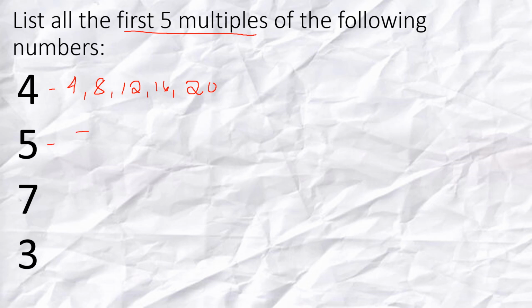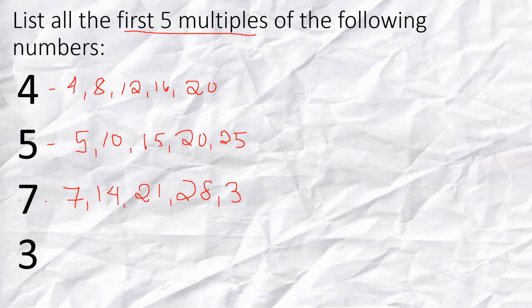For 5, we have 5, 10, 15, 20, 25. For number 7, we have 7, 14, 21, 28, and 35. For 3, we have 3, 6, 9, 12, and 15. So these are the first 5 multiples of the following numbers.